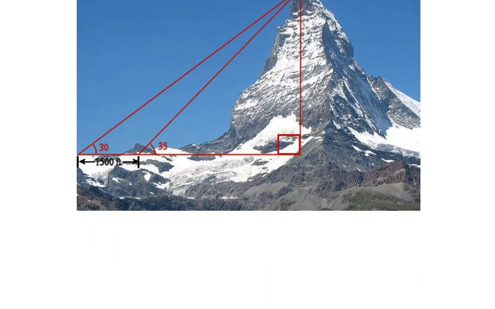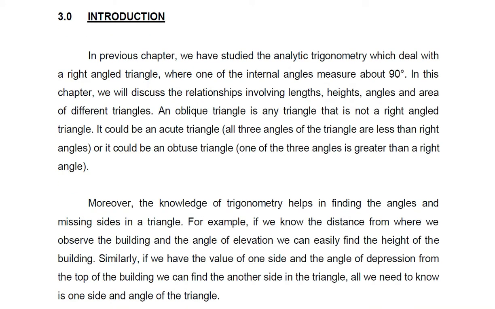Previously, in chapter 2, we learned about the right angle triangle, where the internal angle measures 90 degrees, and the other angles are less than 90 degrees. But for this chapter, we will discuss the relationship for different triangles, which are not right triangles. We will look at the relationship between length, height, angles, and also the area.